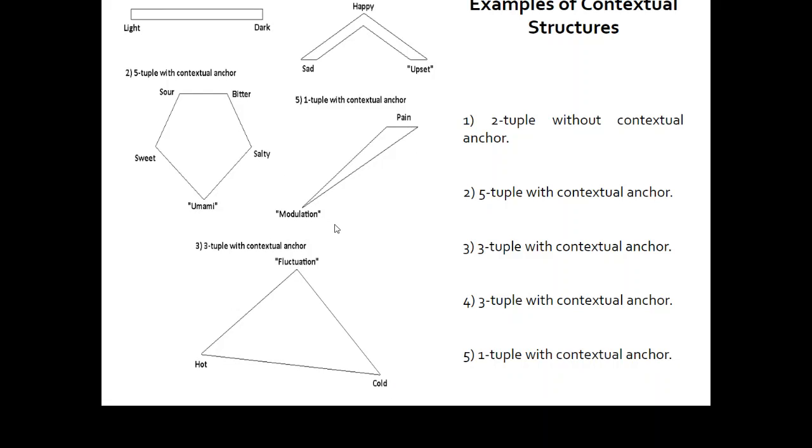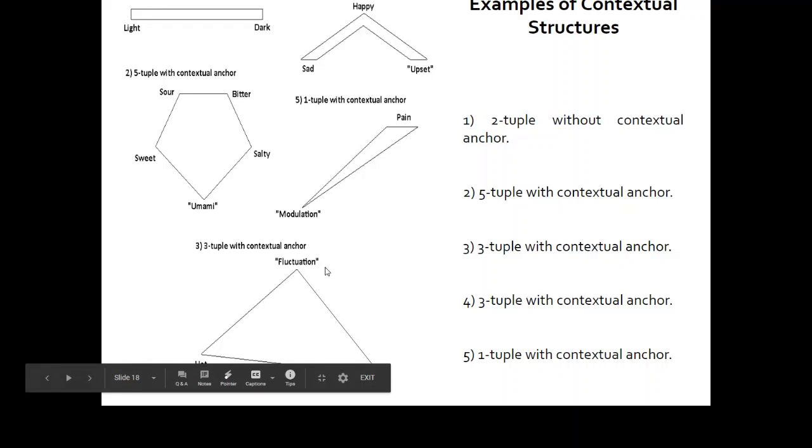So modulation would mean that if I had pain versus no pain, that's not really a lot of information. There's modulation in that, which is how much pain do you have relative to maybe the absence of pain. So that's what I'm getting at here. And with hot and cold, fluctuation means, how much is it fluctuating between hot and cold? You have things that are very, very hot and very, well, you can't really have things that are very hot and very cold, but I guess you could.